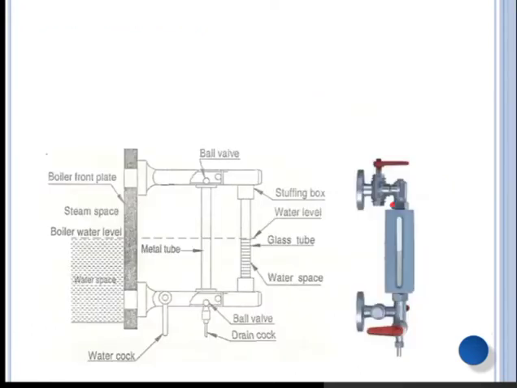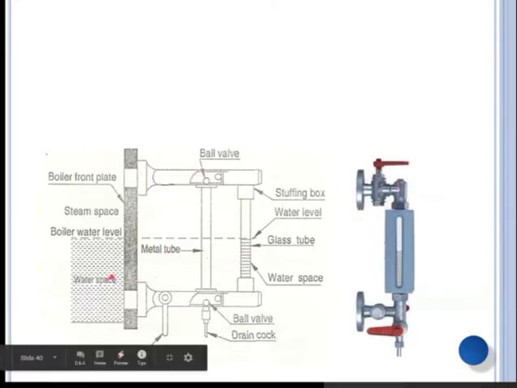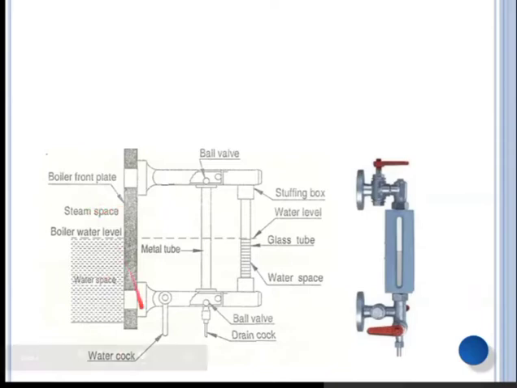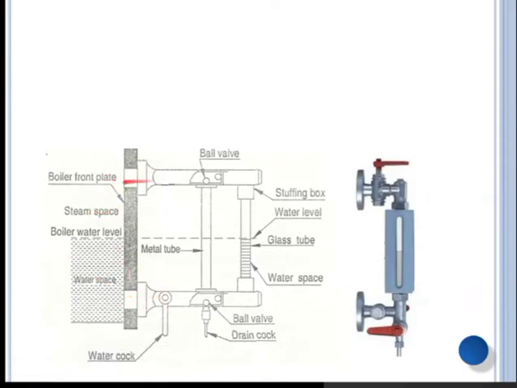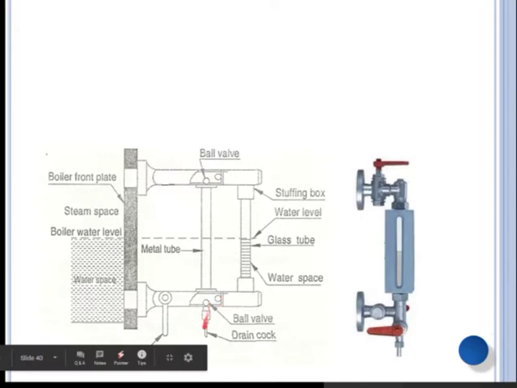Here you can see the diagram. Here it is an actual photograph, and here it is a line diagram. Here it is the water space. It is the steam space. Half part is connected with the water space, and the other half part is connected with the steam space. Here it is a valve. Here it is also a valve, also connected with the drain valve.